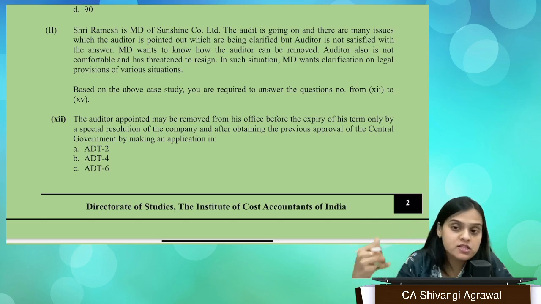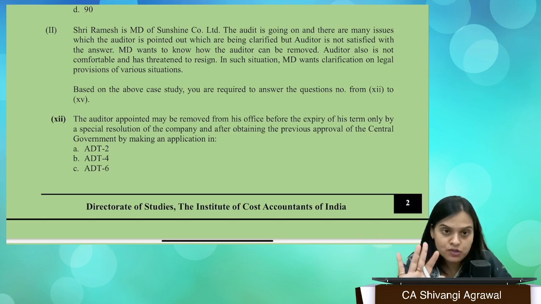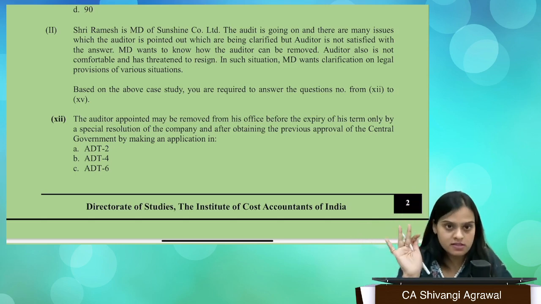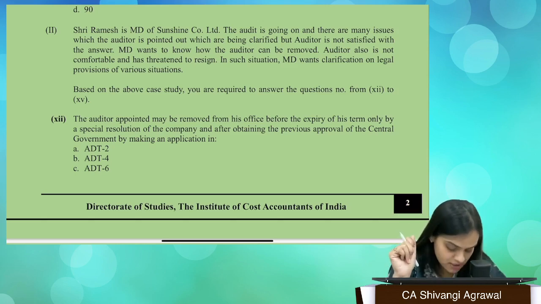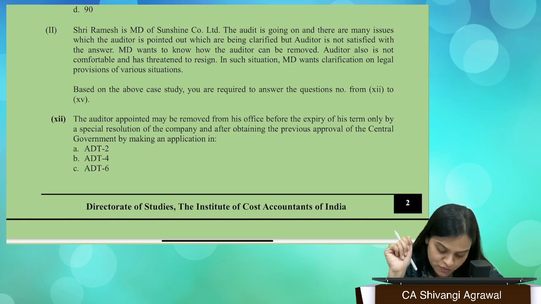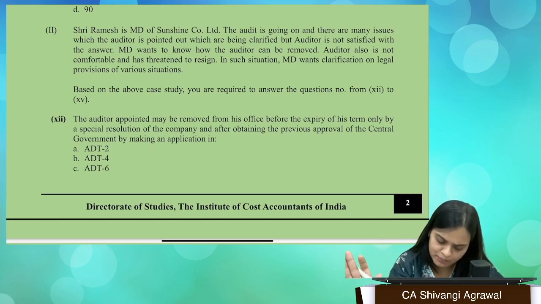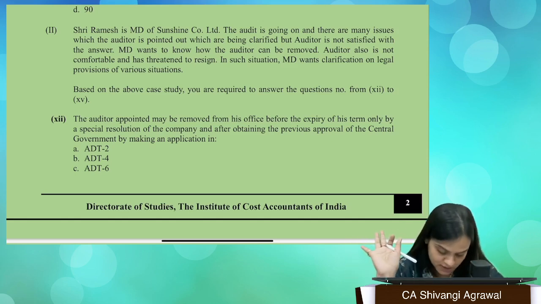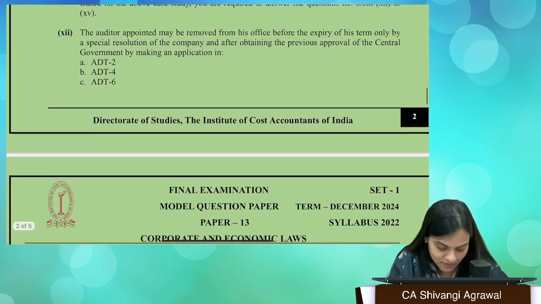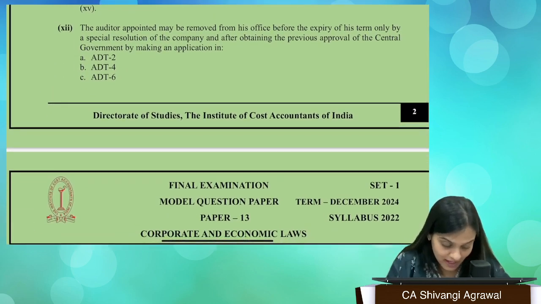Okay, so maybe in the descriptive paper or in the descriptive answers you're not writing this, but here you need to write this. Okay, fine. So the auditor appointed may be removed from his office before the expiry of his term only by SR of the company and after obtaining approval of CG by making an application in. Okay, so let me be very quick, because we have a lot of questions.